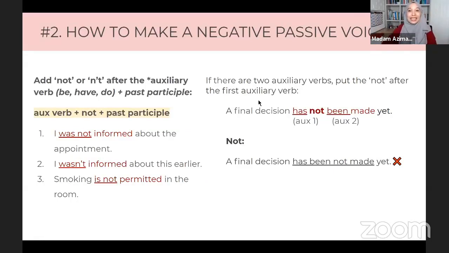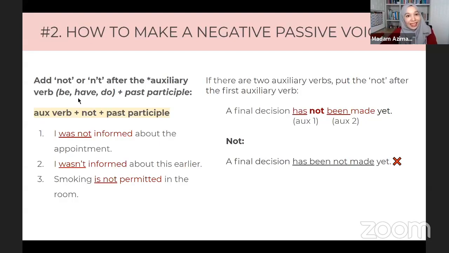Now, let's talk about how to make a negative passive voice. A negative passive voice, so it's simple, because all you have to do is add not or n't, an apostrophe t for informal, after the auxiliary verb. So auxiliary verb is, in this case, be, have, or do. Remember, be, have, do? I said it's a type of verb. So the term here is auxiliary verb or a helping verb. So for today, I will use auxiliary verb, but sometimes I'll call it helping verb.